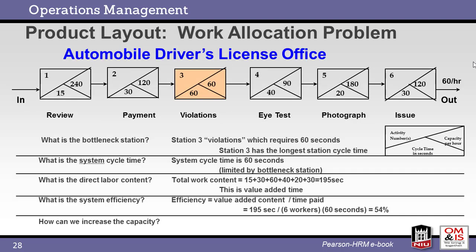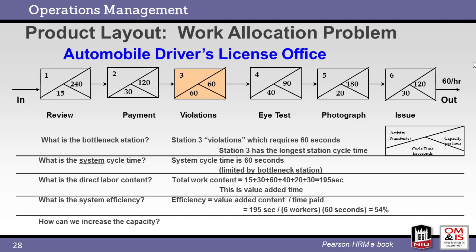Answering these questions, we see that Station 3 is the bottleneck, since it has the longest cycle time at 60 seconds. Efficiency is the ratio of value-added time to the amount of time workers spend on the process. We assume that each station is staffed by 1 worker. Since the system cycle time is 60 seconds, we know that 1 unit of service is completed every 60 seconds. We calculated the total value-added content by adding the cycle time at each workstation for a total of 195 seconds. Given this information, we have an efficiency of 54%.